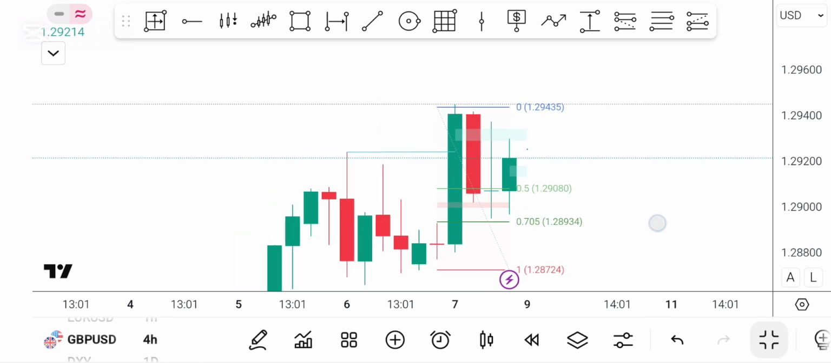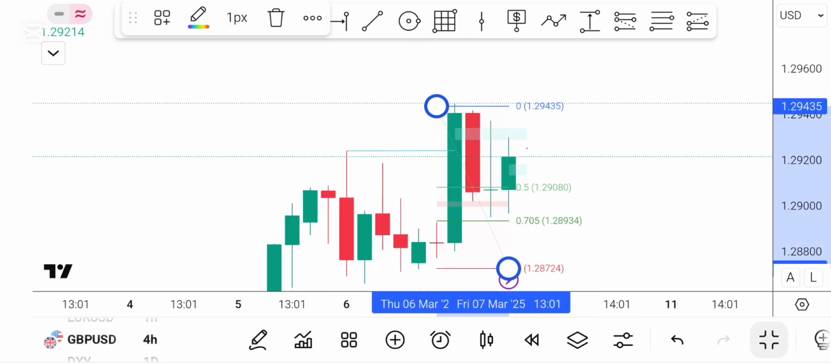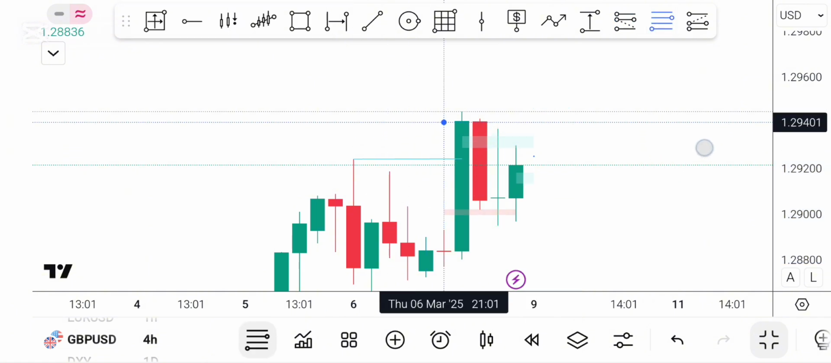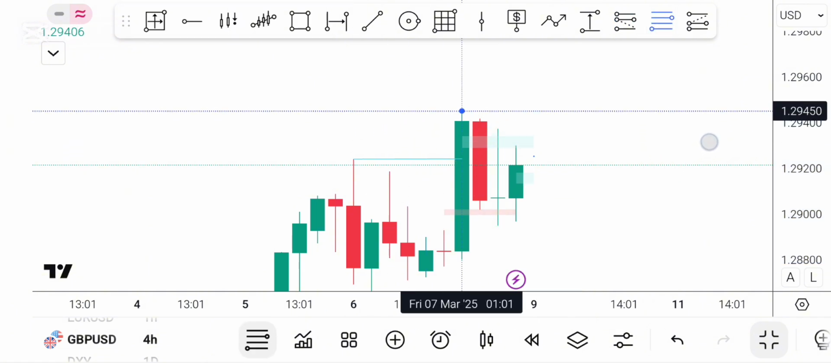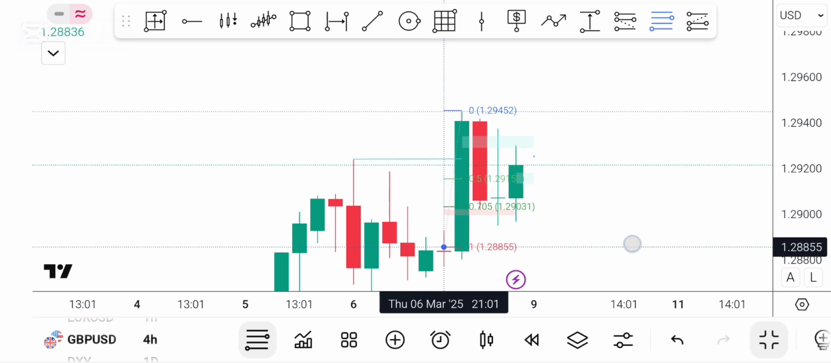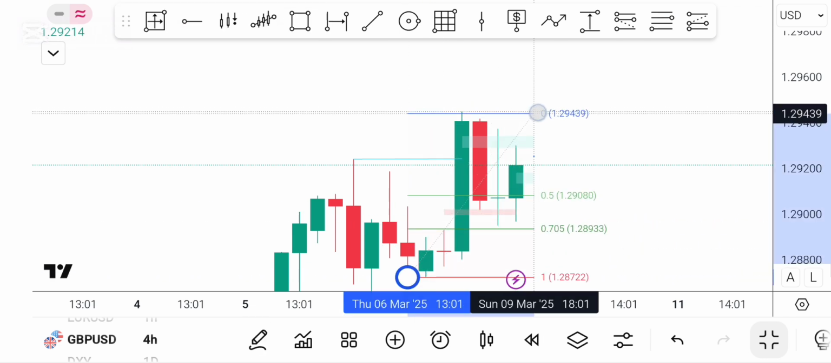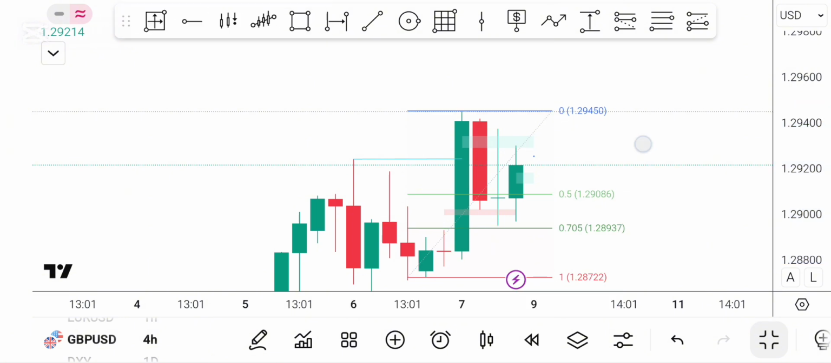If you study this correctly, you will see where we are currently trading at. This is actually the optimal trade entry level, which is the 70.5% fib level. Let's do that correctly on a 4 hour time frame, and you are going to see why we are trading where we are currently trading.